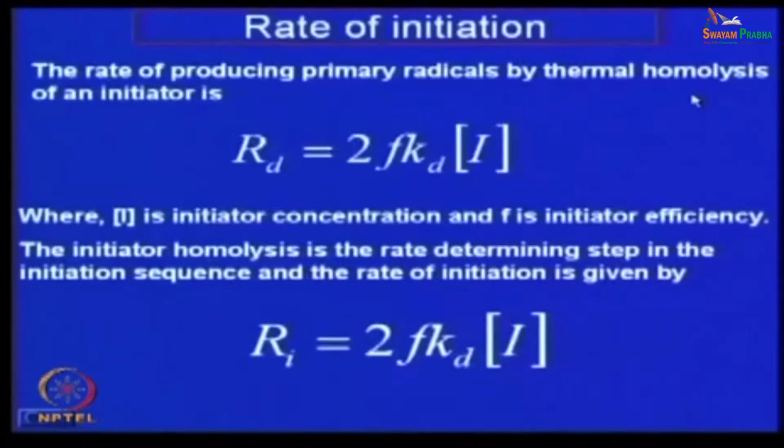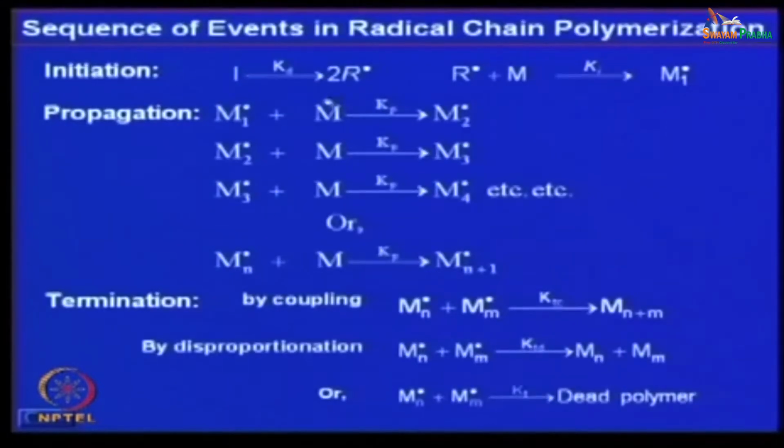Let me go back to this. Here you see this is the initiator decomposition step, this is the initiation step, and these are the propagation steps. All these propagation steps proceed at the same rate. So, in every case you see only one rate constant is included here, Kp.